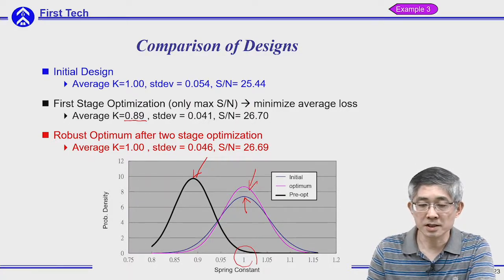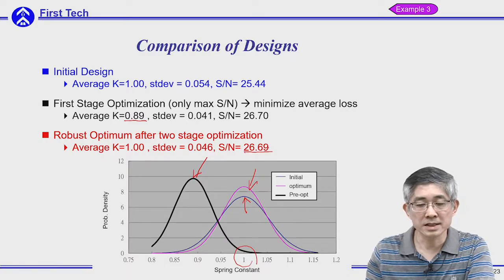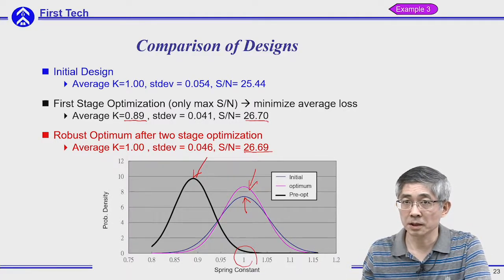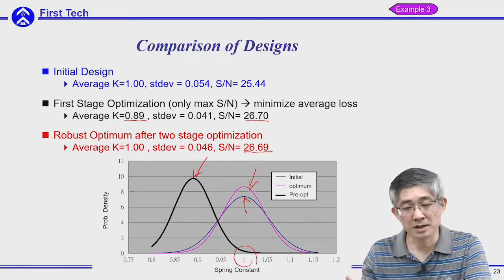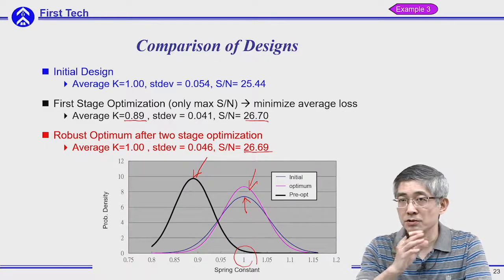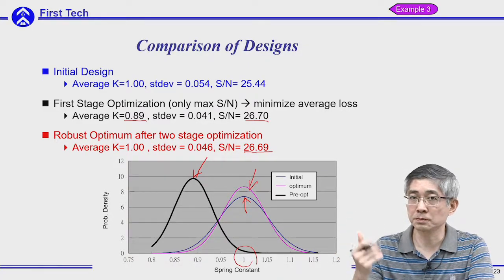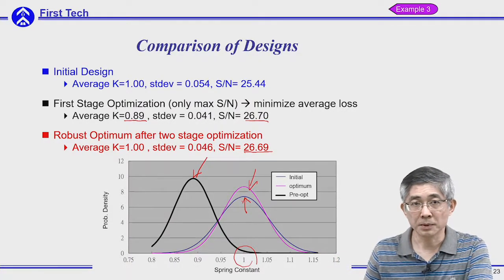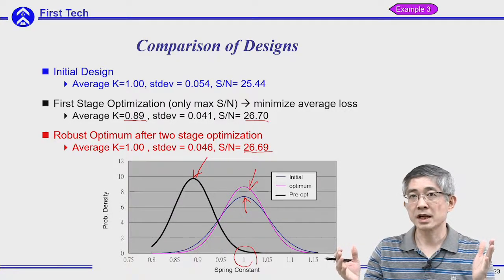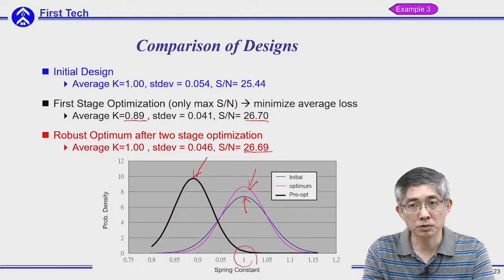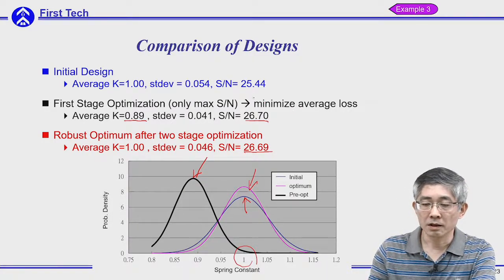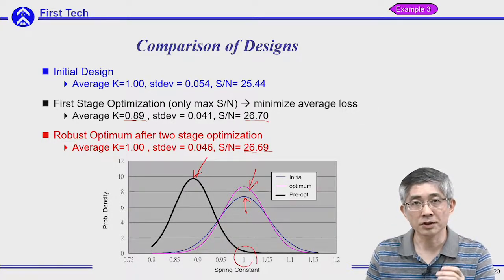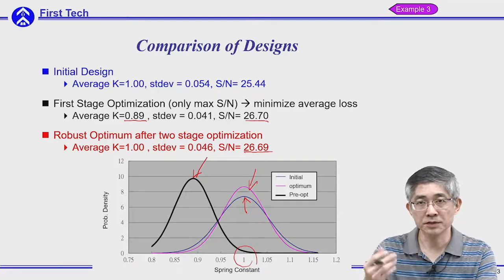As you can see, the SN ratio is 26.69, which is very similar to our first stage optimization result where the SN is maximized at 26.7. By using the scaling factor, the SN doesn't change much. Comparing the distributions of the initial design and the optimum design, both designs are centered at the target K equal to 1. However, for the optimum design, the standard deviation is smaller, reduced by 13%, as we calculated from the previous equation.